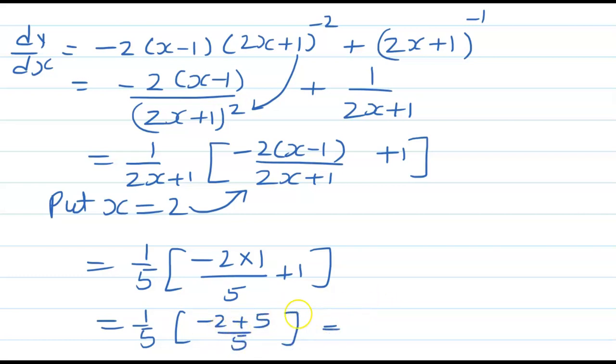So the answer is minus 2, it is 3 over 25. Yeah, that is your final answer. Okay, nice and easy. Let's go for another question.